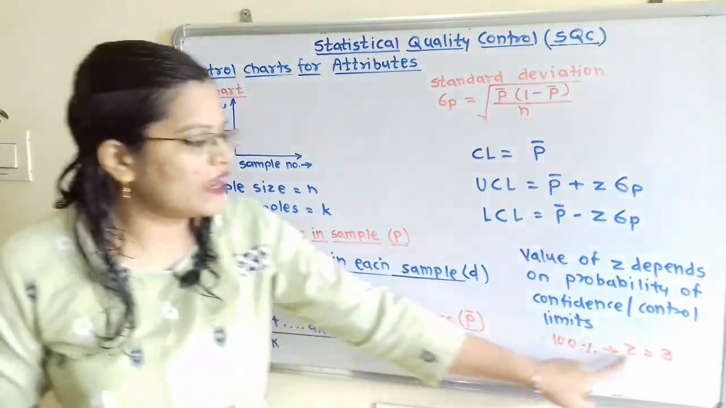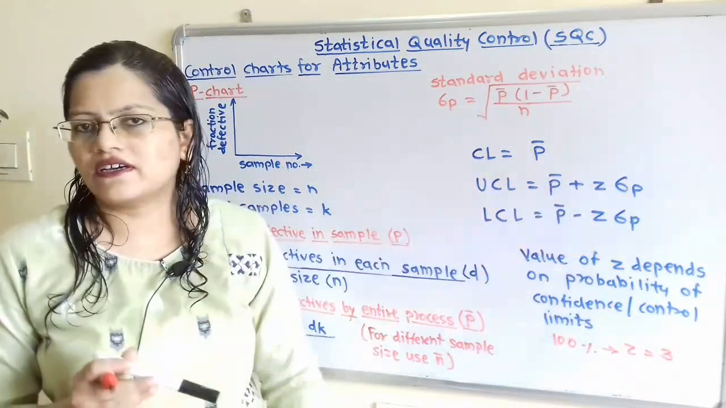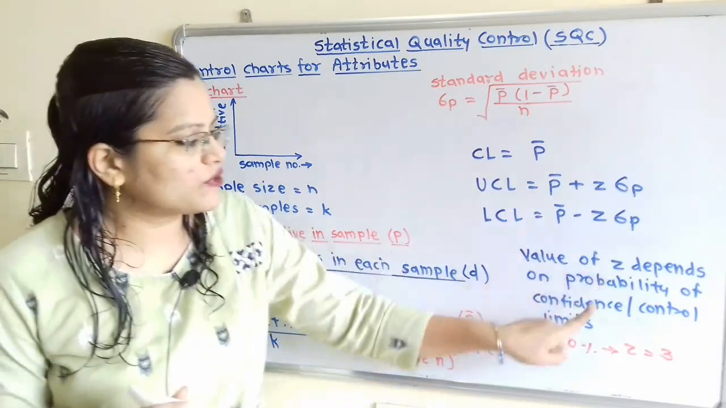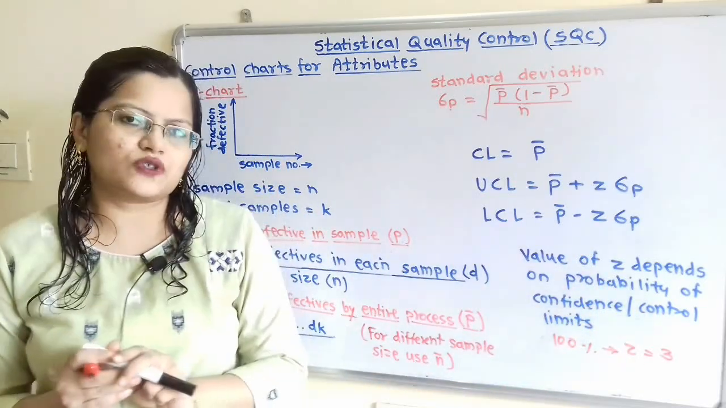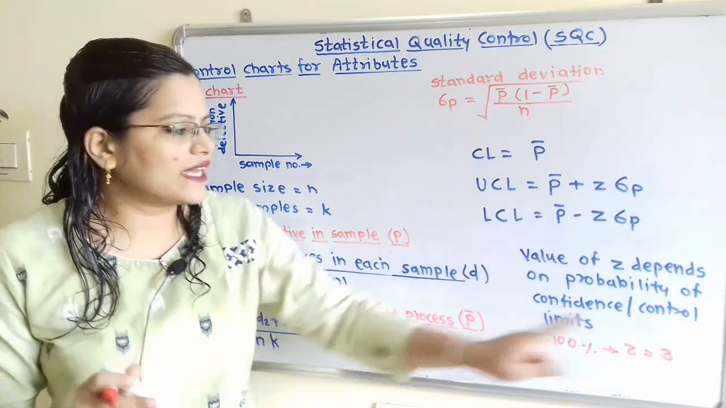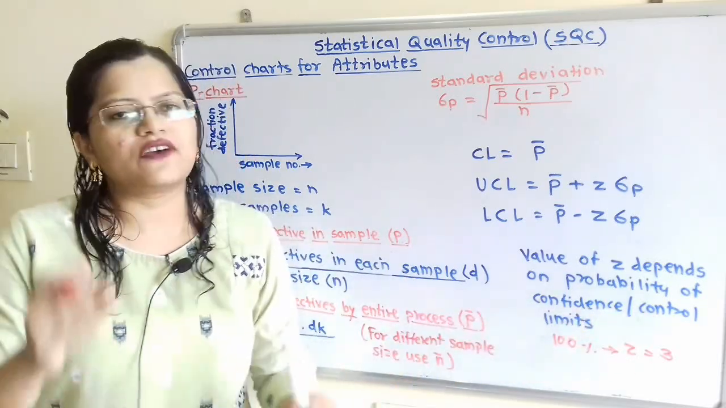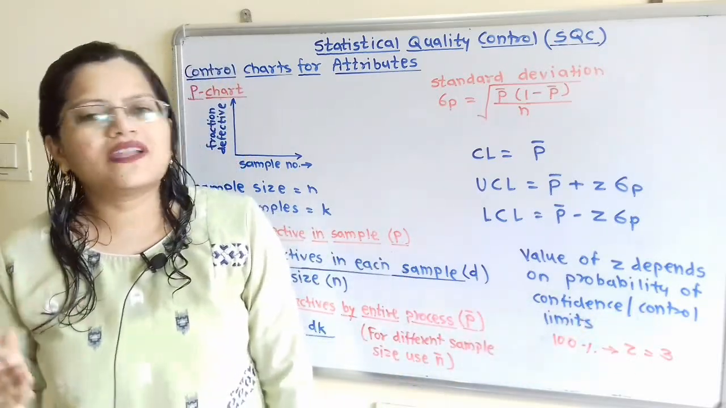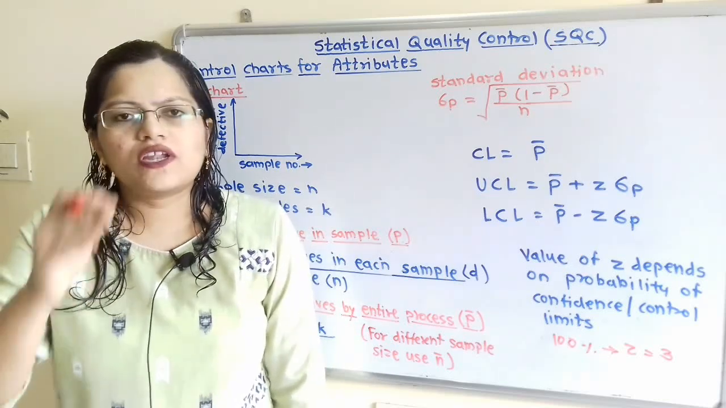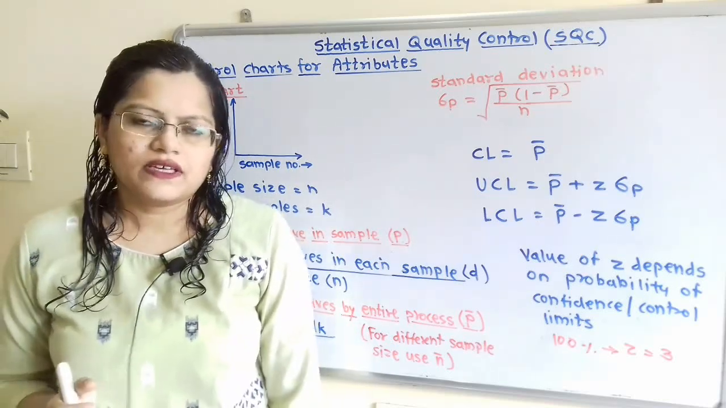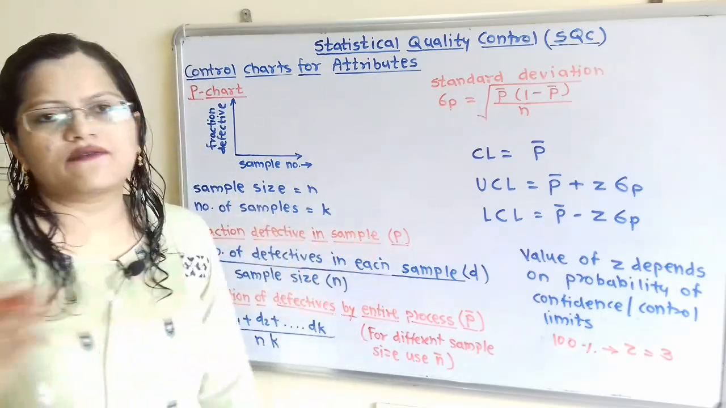So the standard value of Z we have to refer here as 3 when the probability of confidence and control limit is not given. Now in the second case, when the control limit is given in the form of sigma, so control limit 3 sigma is given, then we have to use Z equal to 3.